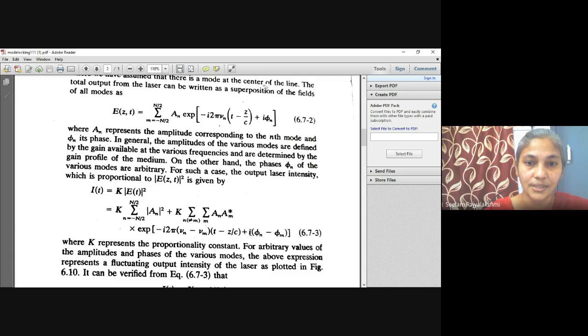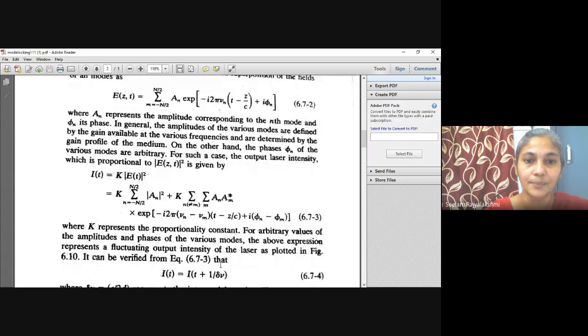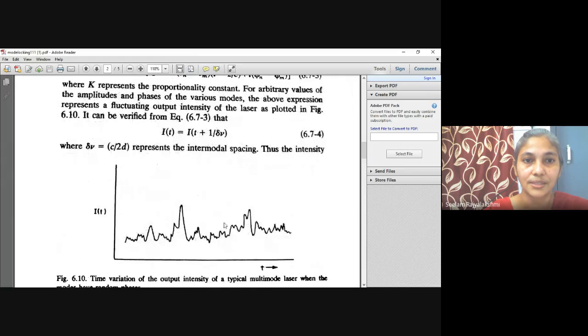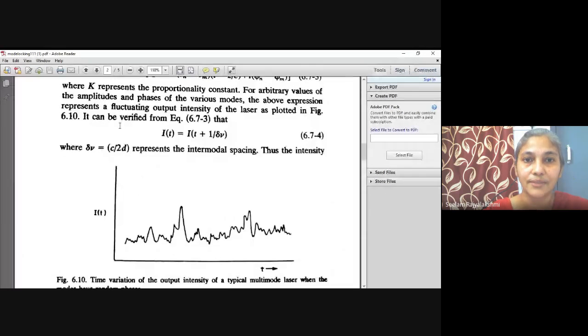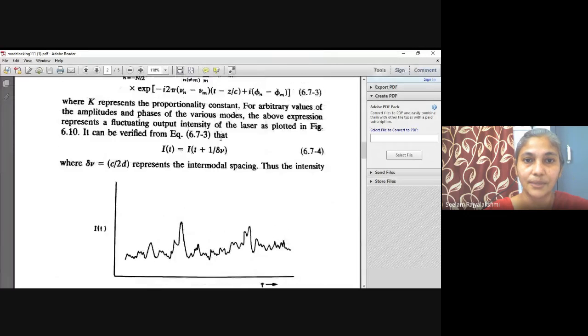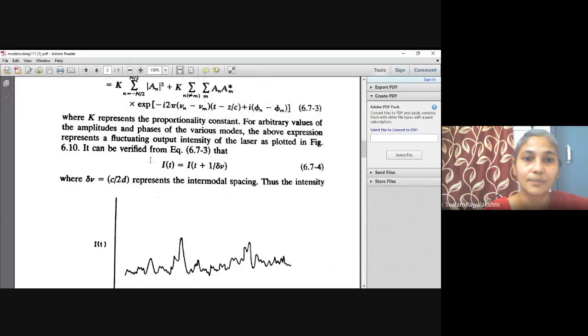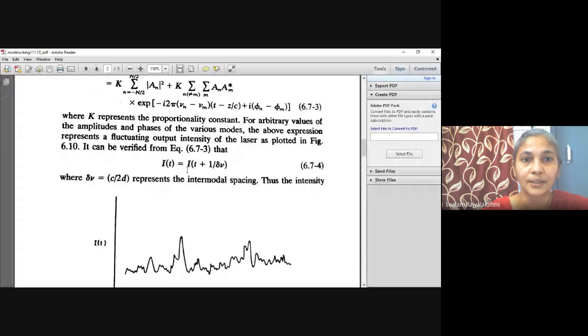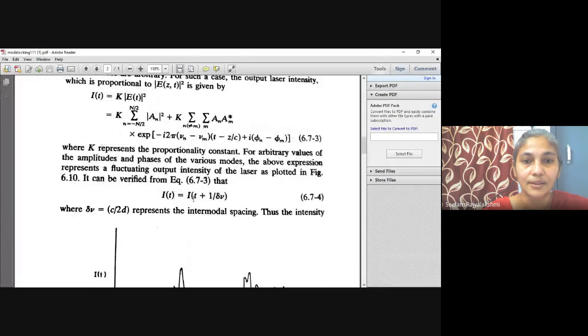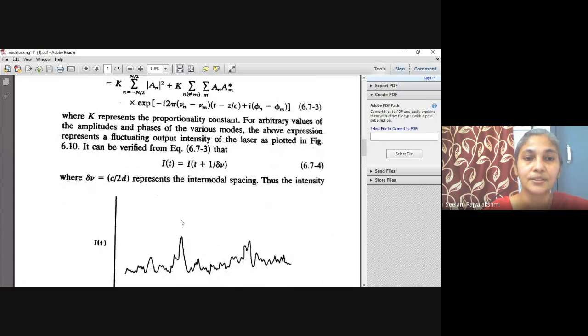This equation represents the fluctuating output intensity of the laser, which can be seen here. This is the fluctuating output, which is shown in figure 6.10. So it can be verified from the equation. By verifying this equation, we obtain I of t equals I of t plus 1 by delta nu, which is equation number 4, where delta nu equals c by 2t, which represents the intermodal spacing.